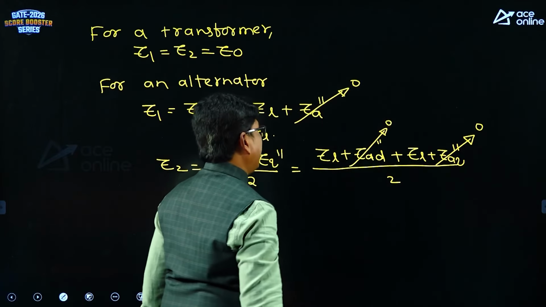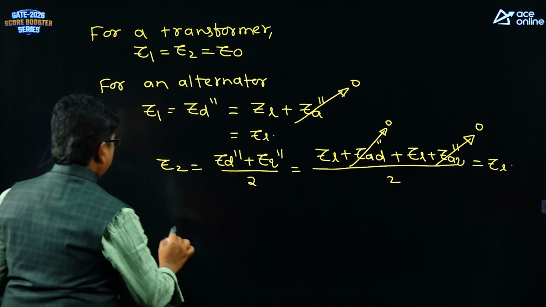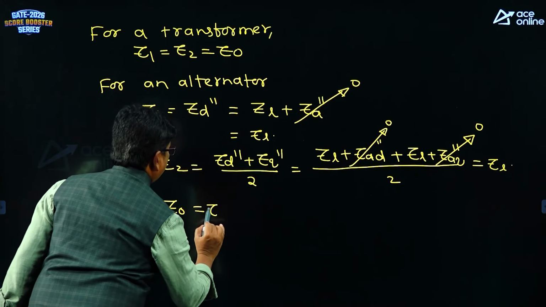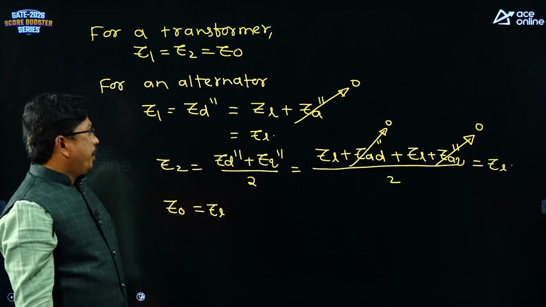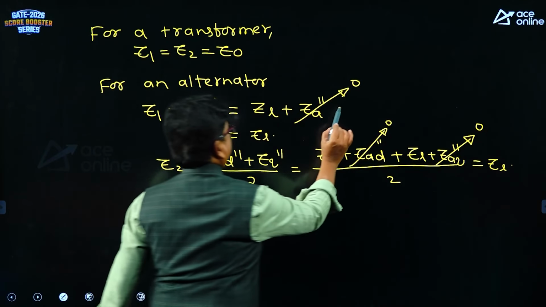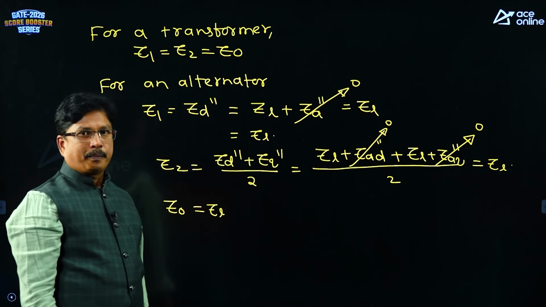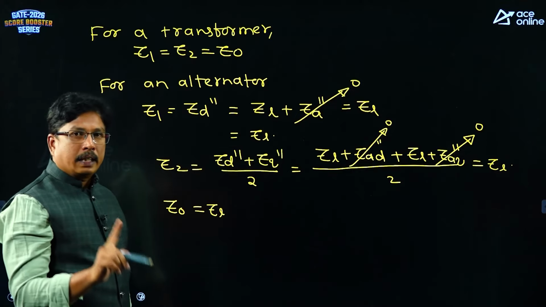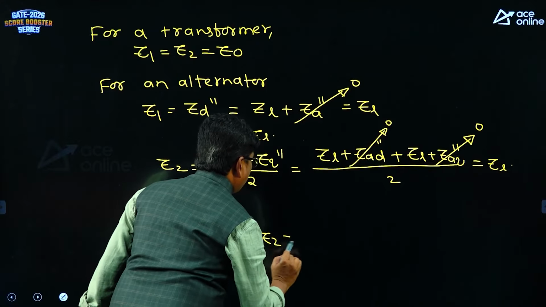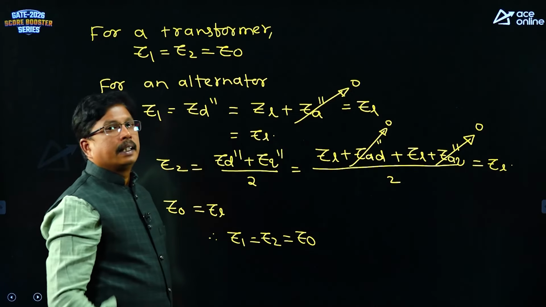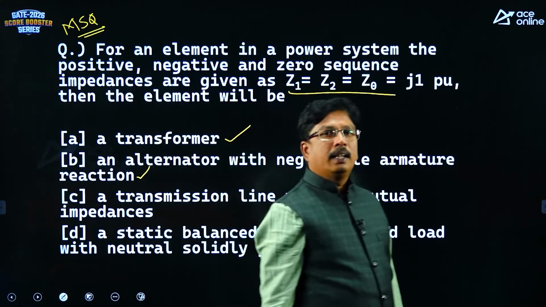Therefore, it is 2ZL divided by 2, which is ZL. And the zero sequence impedance is directly equivalent to ZL. Why? Because there is no armature reaction due to zero sequence currents. So the positive, negative and zero sequence impedances are all ZL. When armature reaction is negligible, Z1 is equivalent to Z2 is equivalent to Z0. So option B is also correct.